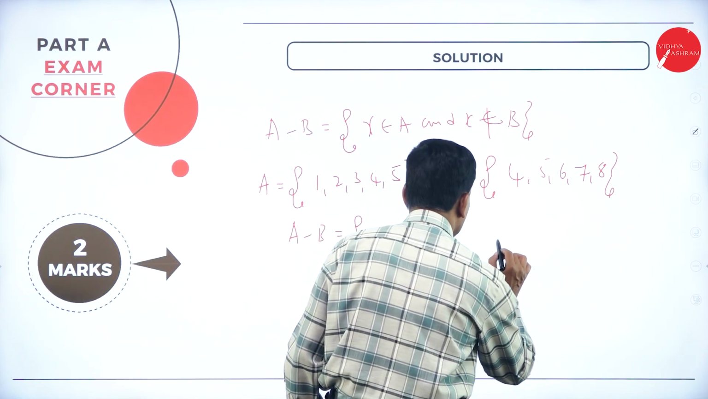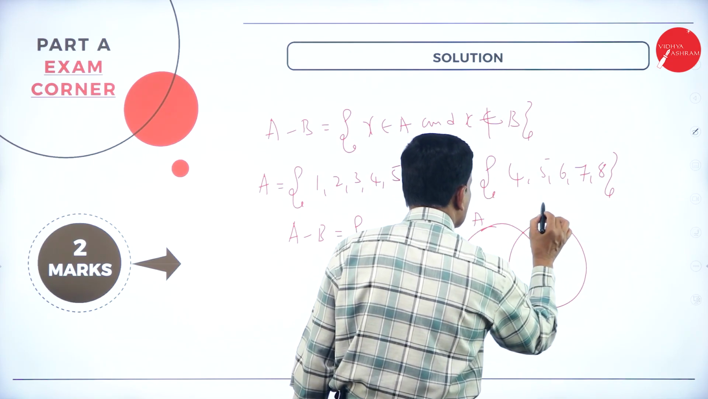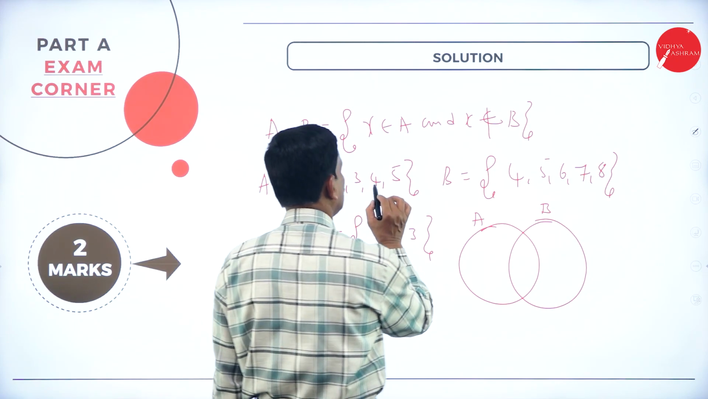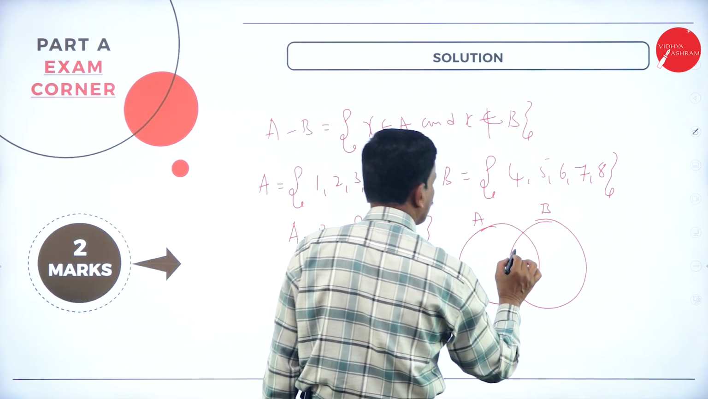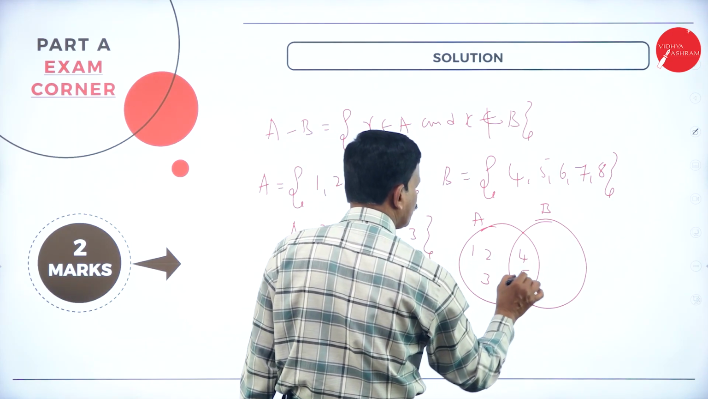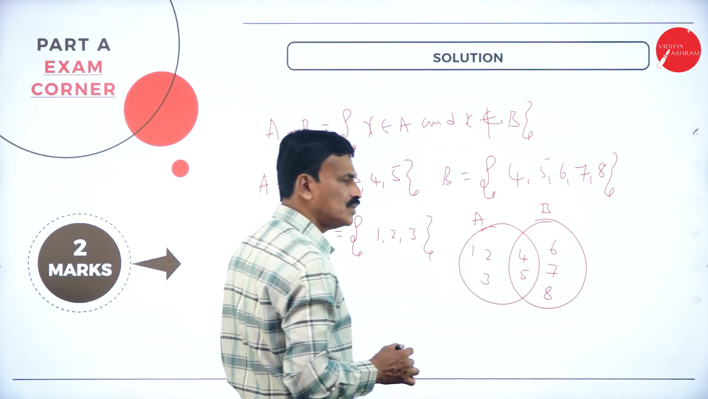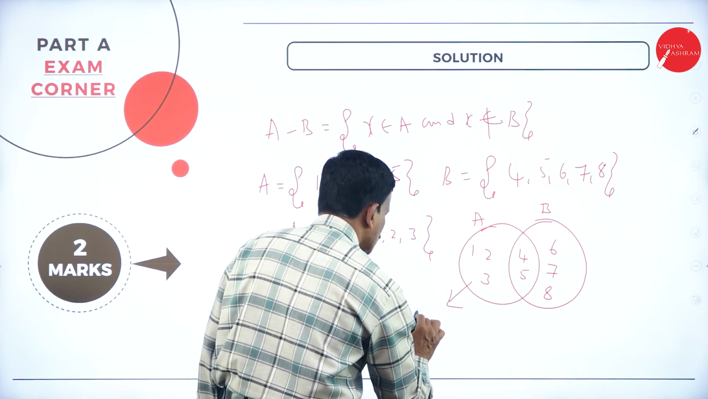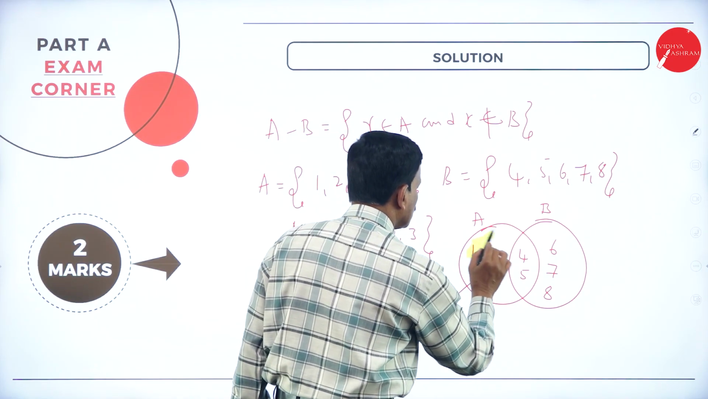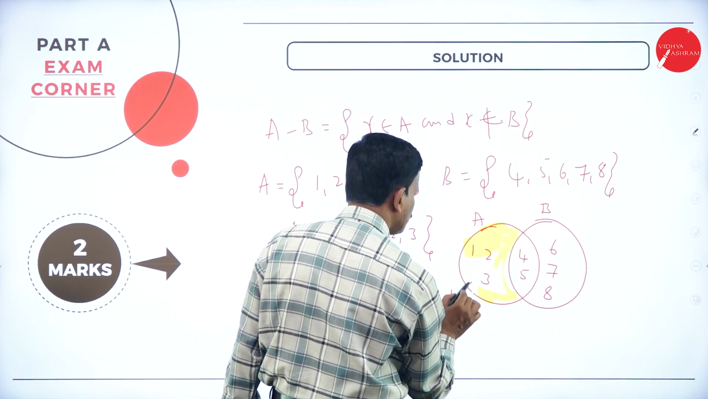How to represent this in a Venn diagram? Write down the Venn diagram for this. This is A and B. First write down the common elements. What are the common elements? The intersection, 4 and 5, is the common elements. A contains 1, 2, 3, 4, 5. B contains 4, 5, 6, 7 and 8. So, this set is called A minus B. These are the elements of A minus B, elements which are in A but not in B.